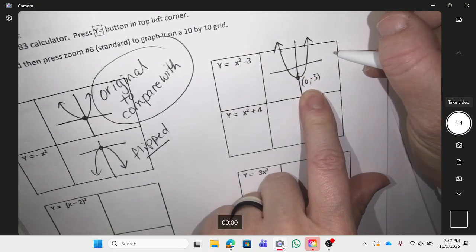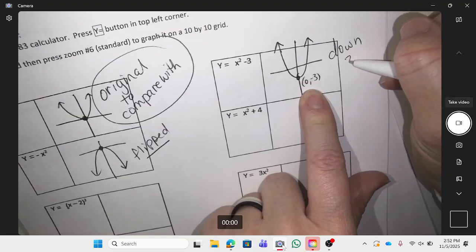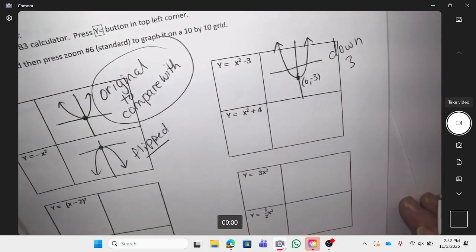What's a good word to use? It moved down. Right? Do you see it went down 3?